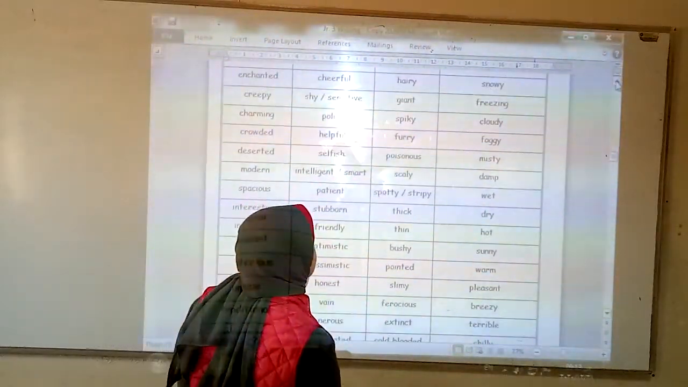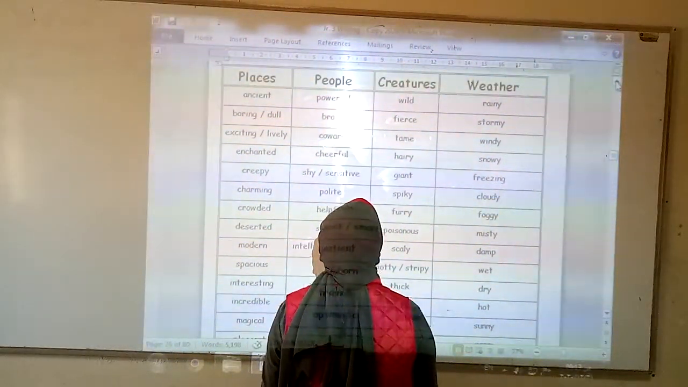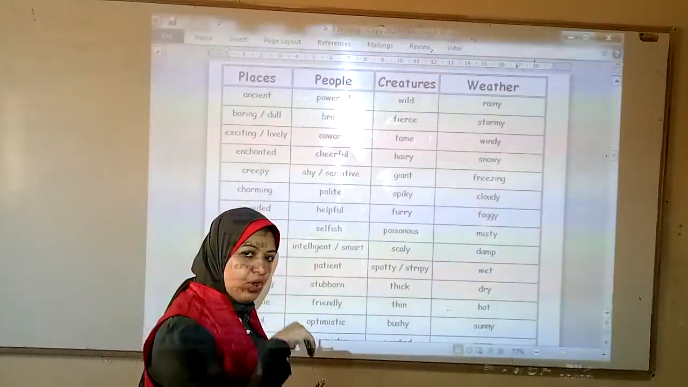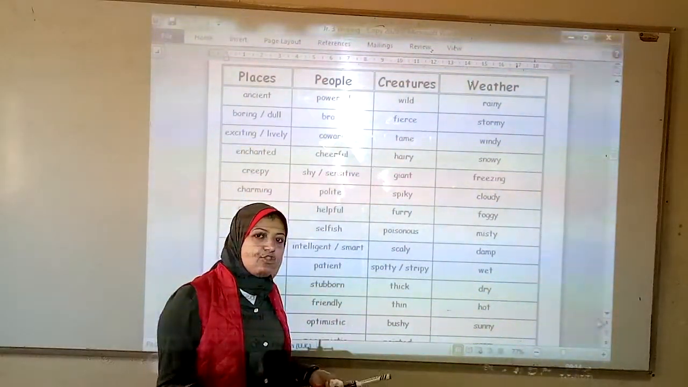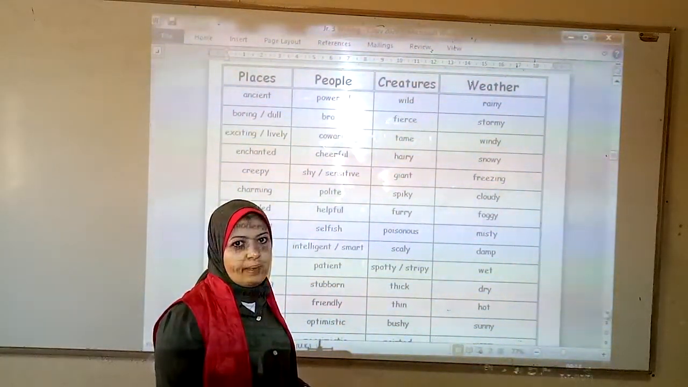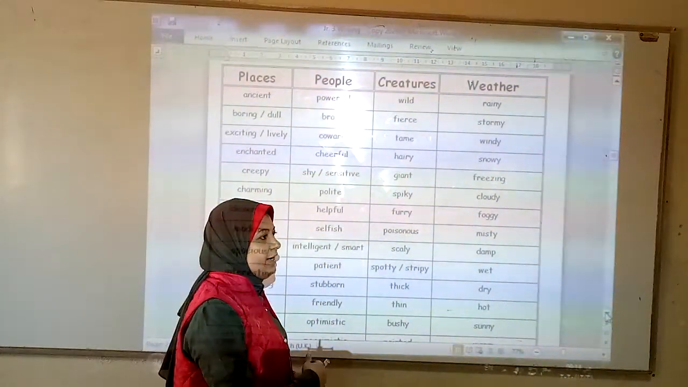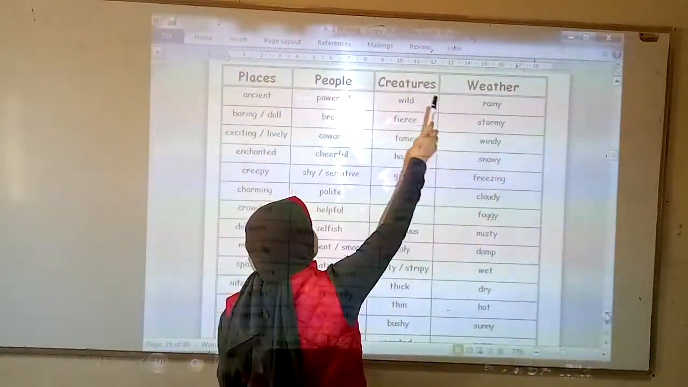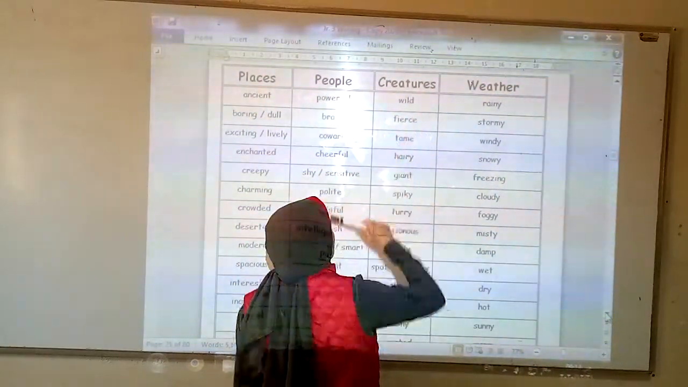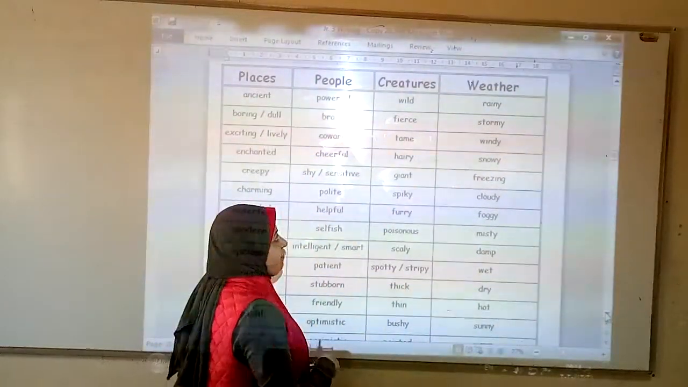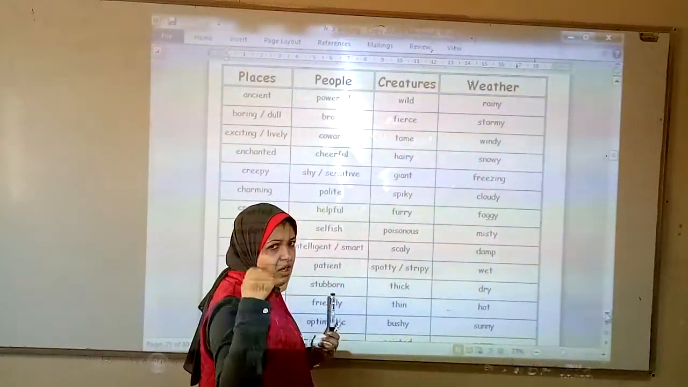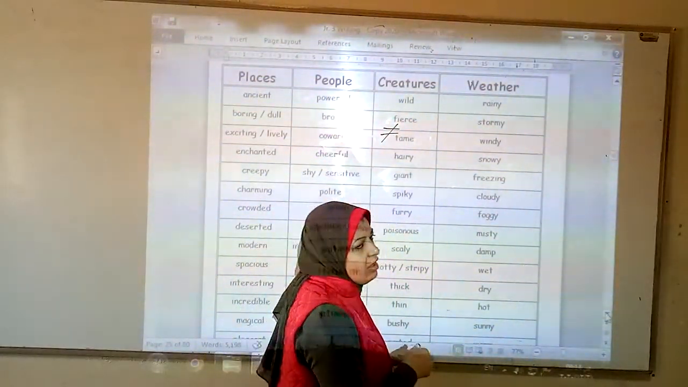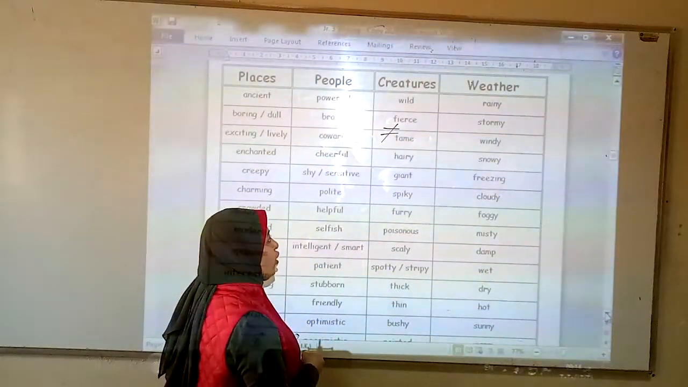Let's go to the next column. Creatures. Creatures like the ones that we used to describe. If you met a creature in the park or in the forest or in a place that you were visiting, a deserted house or something, these creatures, we can describe them by being wild or fierce. They have the same meaning. Fierce or wild, like the lions and tigers. The opposite of them, that they are tame, like the dogs and the cats that you can keep at home.